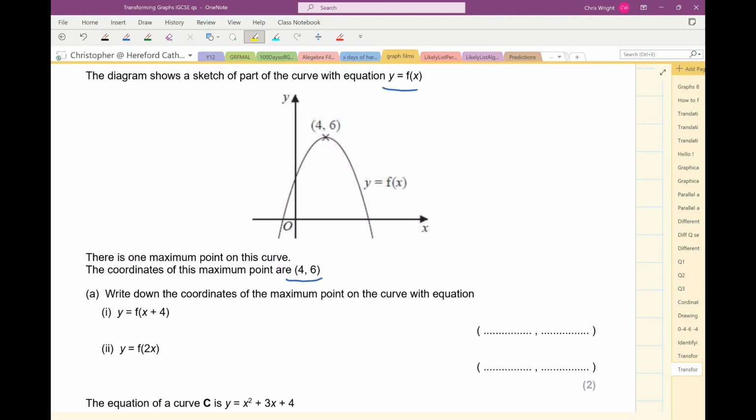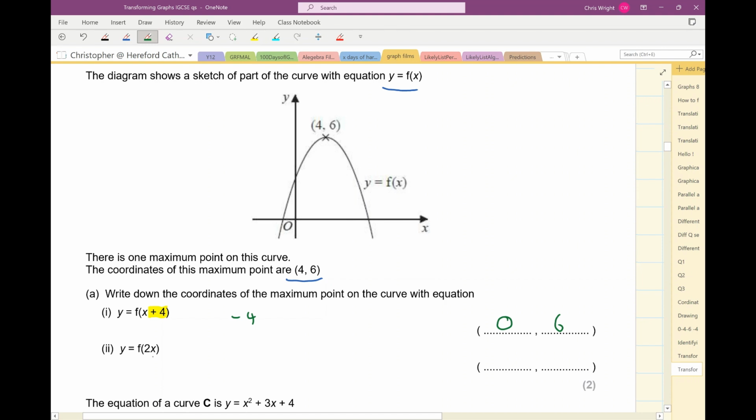Right, well, the first one, the change is in the bracket. So it's going to be a change to the x-coordinates. It's going to go the wrong way. So I'm going to subtract 4 from the x-coordinate. So no longer will it be 4, 6. It will now be 0, 6.